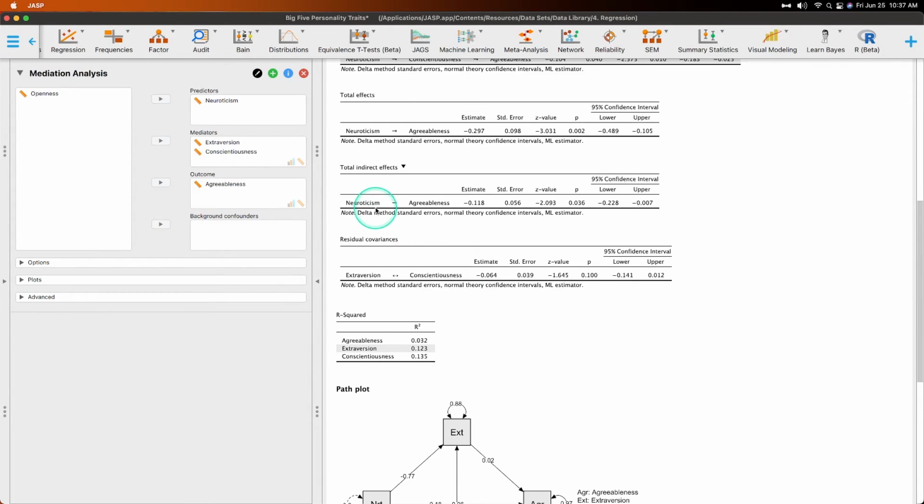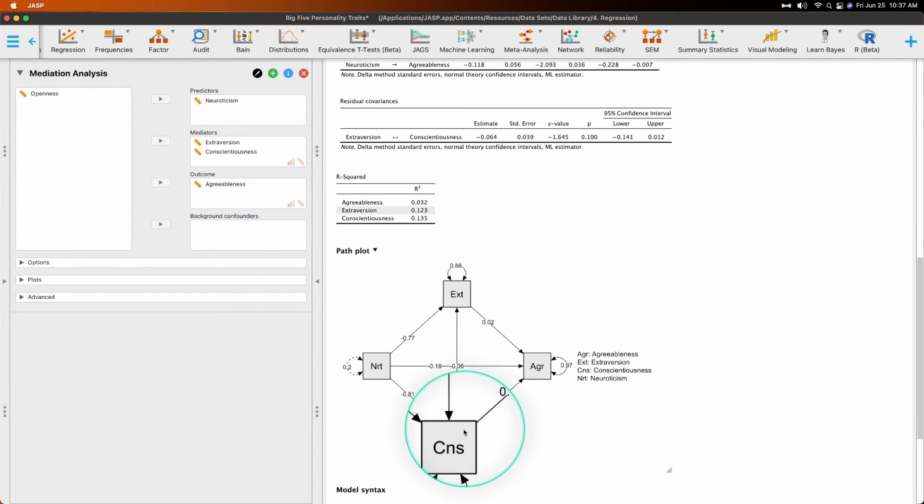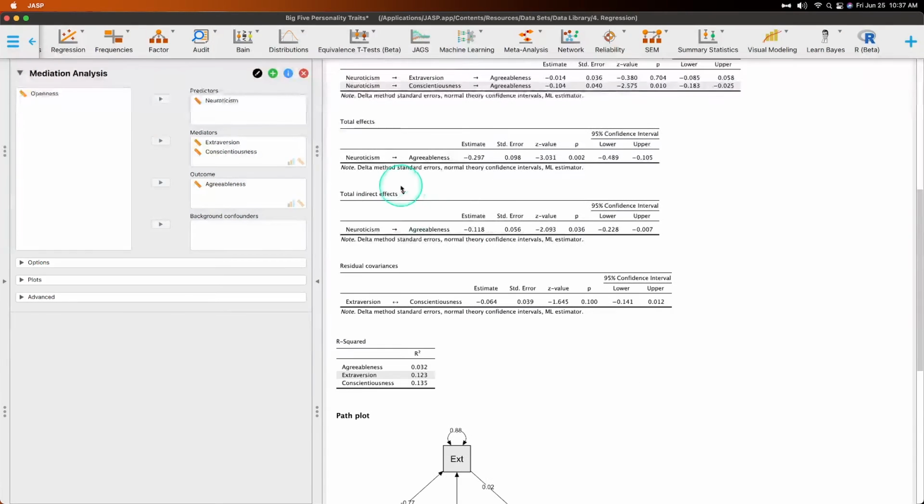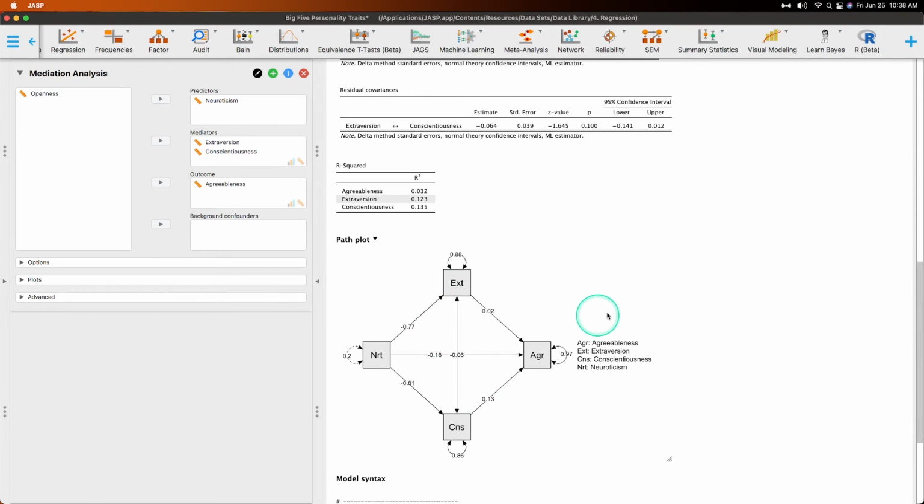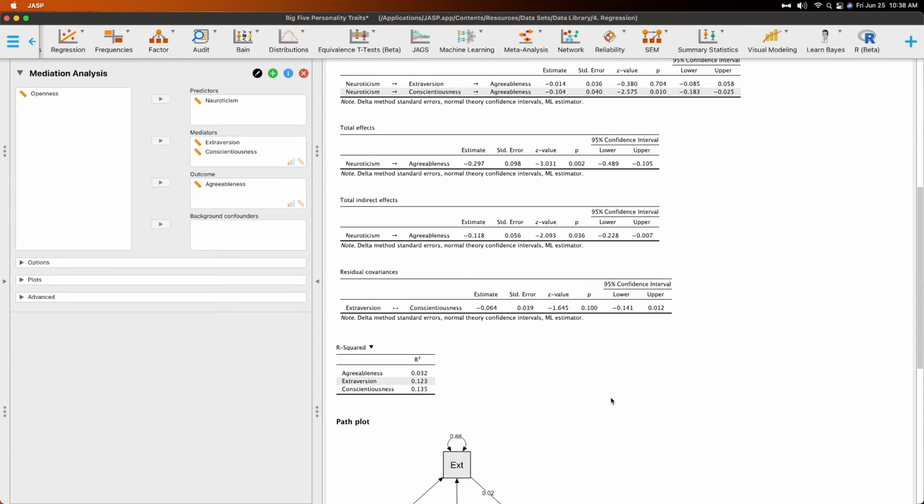Okay. Now the total indirect effect here: was it a significant decrease when we added the mediators, and primarily conscientiousness here because extroversion doesn't really do much? So the answer is yes, we have an estimate of negative 0.12, and if we look at the p-value, it's 0.036 or 0.04. And the 95% confidence interval does not include 0. So there is a significant decrease in the relationship between neuroticism and agreeableness because of the two mediators, mostly conscientiousness. Okay, so that is how you analyze and interpret the outcome of a 2 or more mediation model.